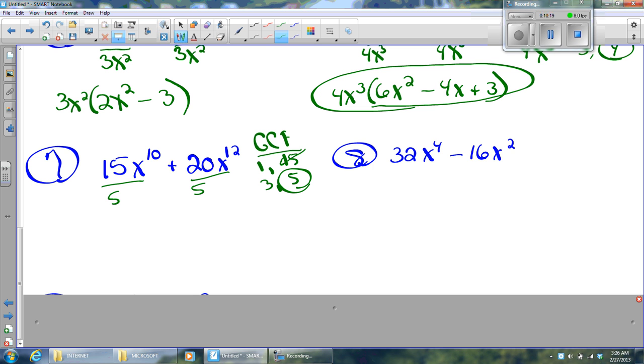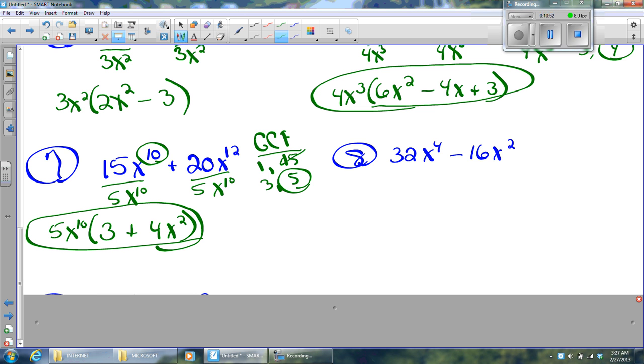All right. Now, I look at my two variables, and I take the smallest power. X to the 10th is contained in both. So my GCF is 5x to the 10th. He goes out front. 15 divided by 5 is 3. The x to the 10th cancel. 20 divided by 5 is 4. X to the 12th divided by x to the 10th is x squared. I'm making this look easy, but you know what? It is that easy. It really is.